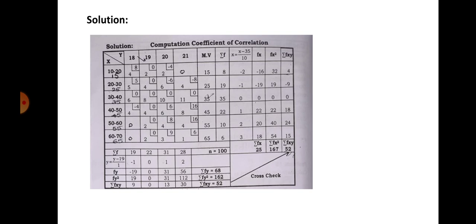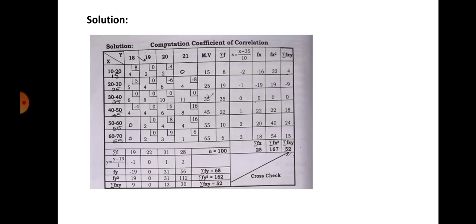Midpoint, 35, is the mid value. 35 minus 35 by 10 is 0. 19 minus 35 is minus 16... 25 minus 35 is minus 10 by 10, which is minus 1. 15 minus 35 is minus 20 by 10, which is minus 2. Similarly, next, 45 minus 35 is 10 by 10, which is 1. 55 minus 35 is 20 by 10, which is 2. 65 minus 35 is 30 by 10, which is 3.